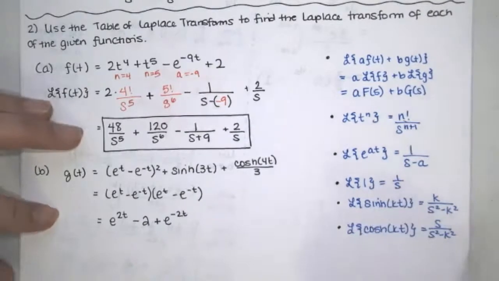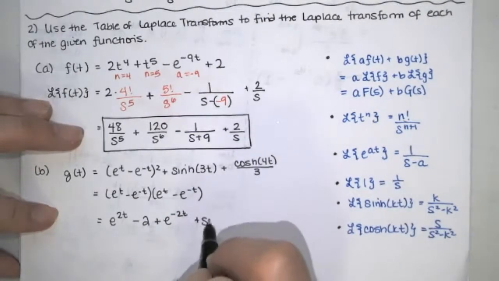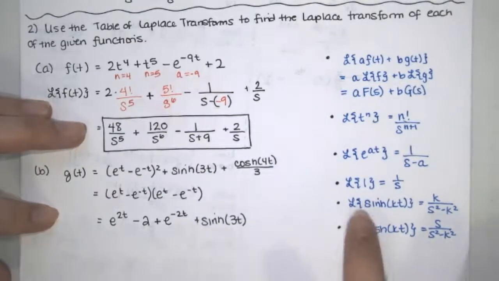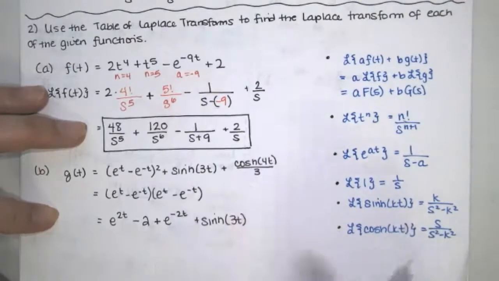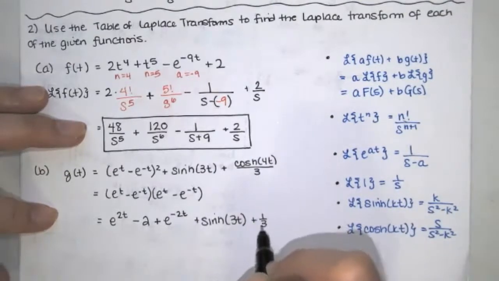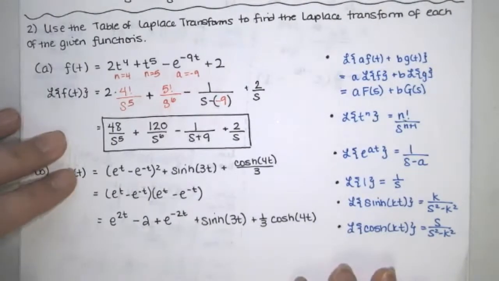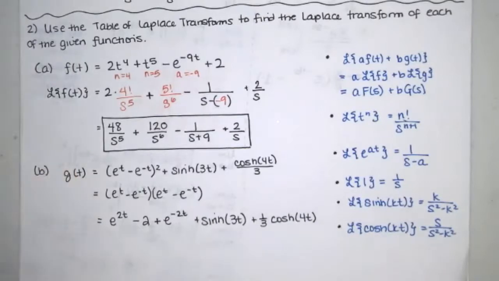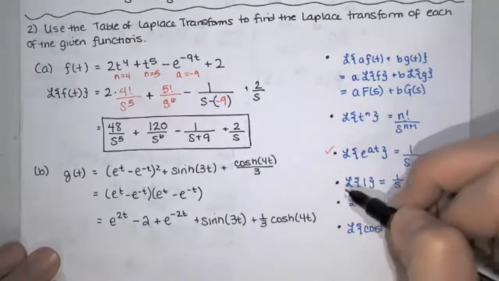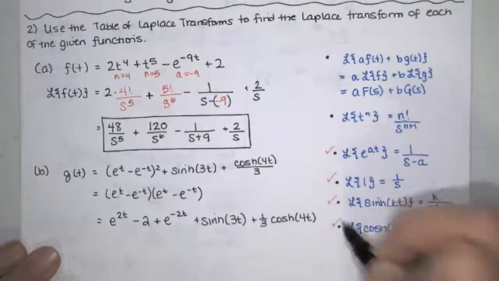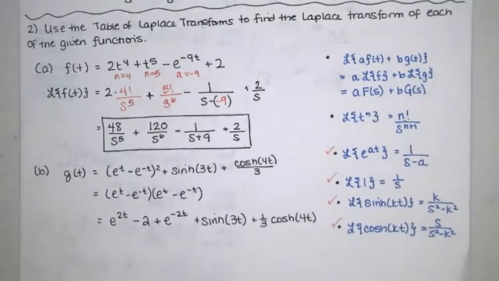So we have that right there. And then the hyperbolic sine of 3t. We can compute the transform of this using this rule. And this one with the 3 in the denominator, I would factor out that 1/3. It's almost a distraction. It's just a constant multiplying our hyperbolic cosine of 4t. So I'm going to end up using the e to the at rule, the Laplace transform of 1 rule, the hyperbolic sine rule, and the hyperbolic cosine rule this time.